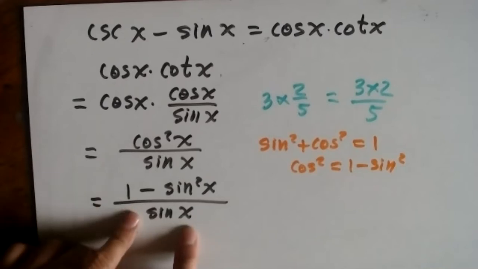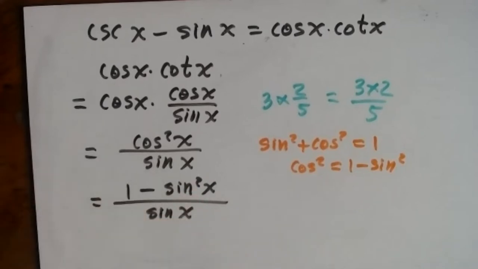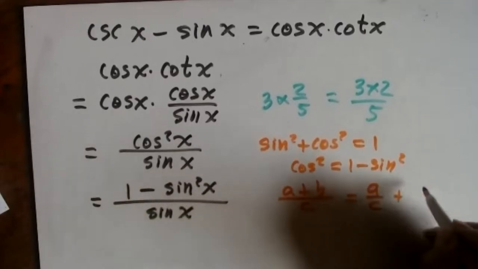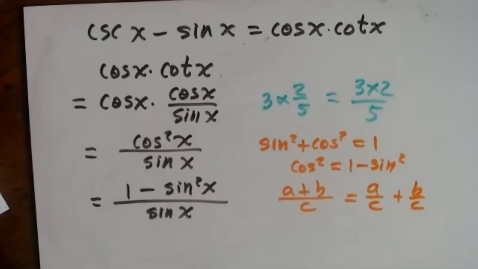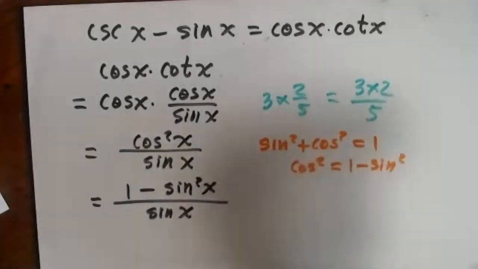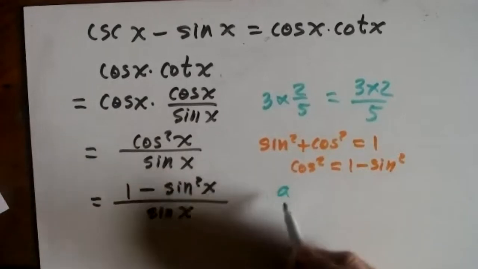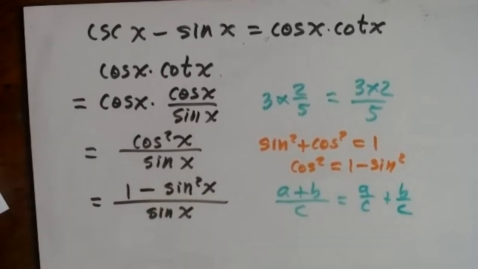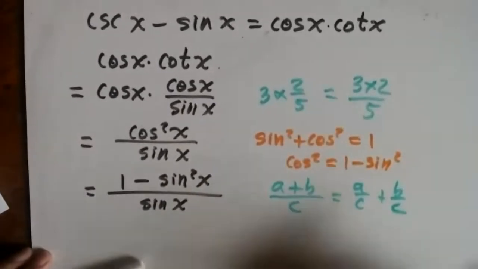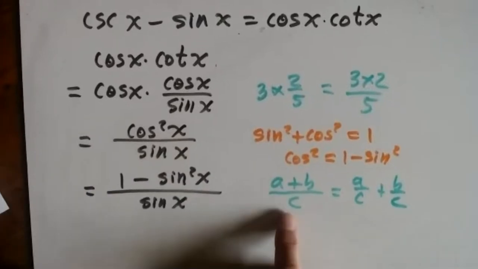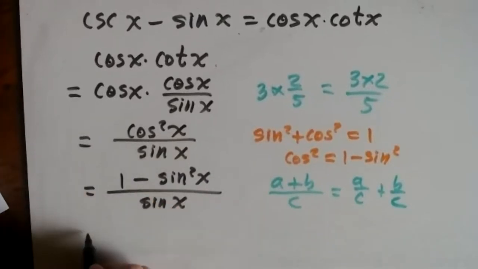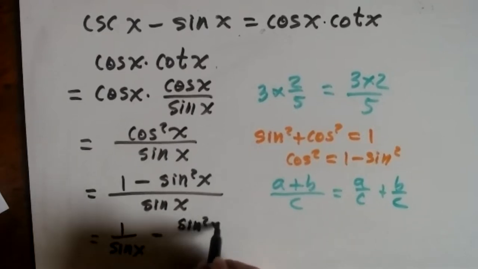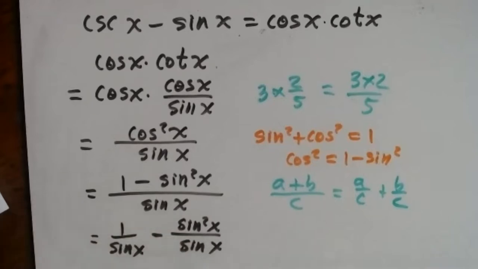Now to break the fraction, I'm going to split this in two. Remember, you have a plus b over c. This is a over c plus b over c. Well, this should be really algebra 1, so I'm going to use a different color. So a plus b over c is a over c plus b over c. This is algebra 1, the green one. Here I use trig. So I split this in two: 1 over sine x minus sine squared x over sine x.